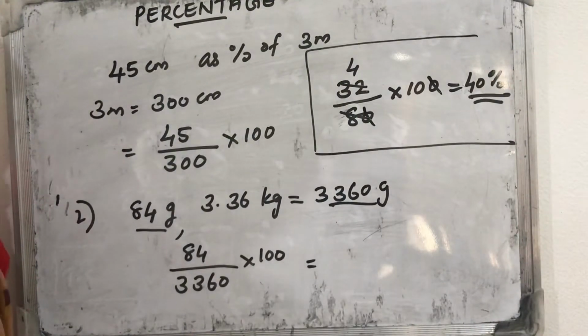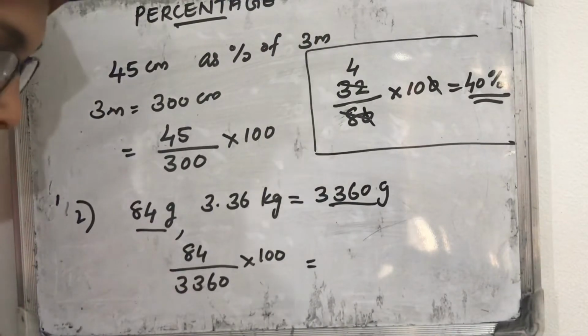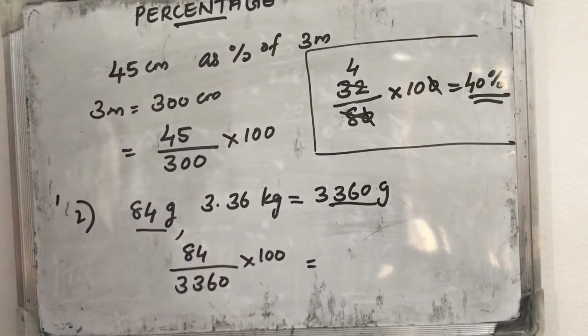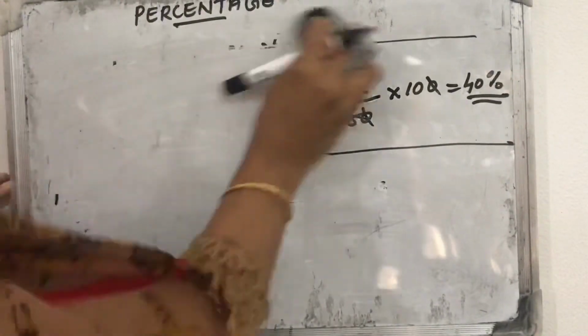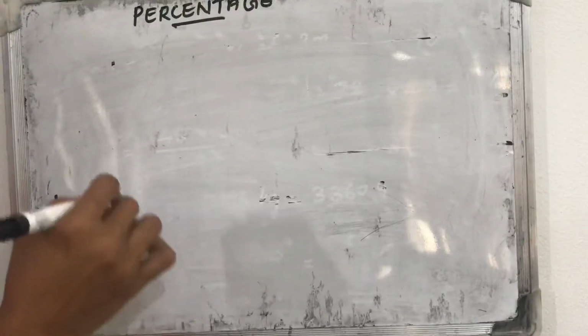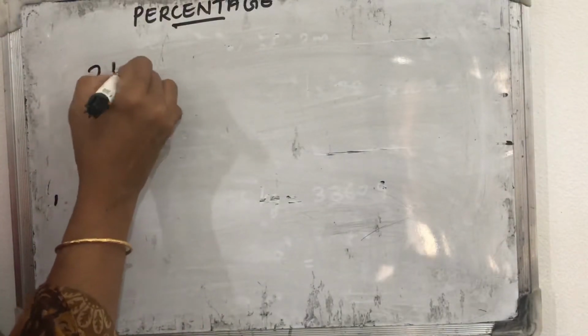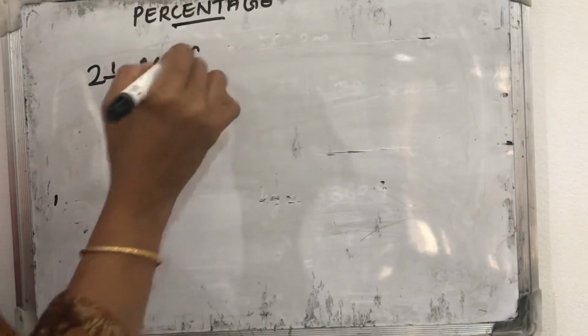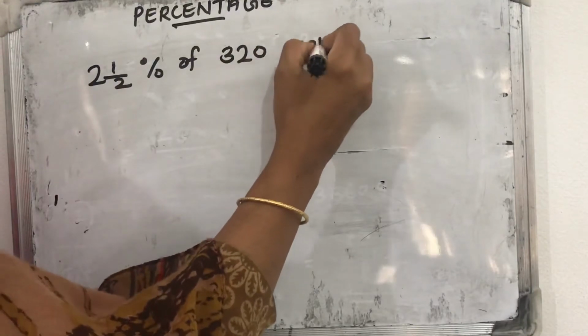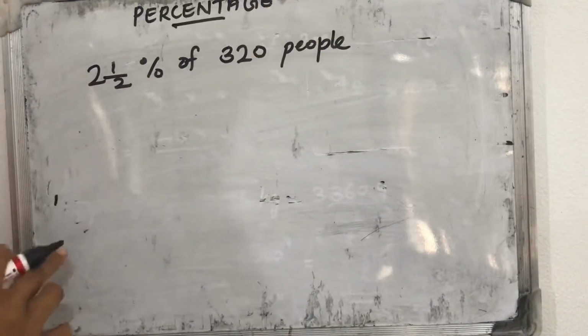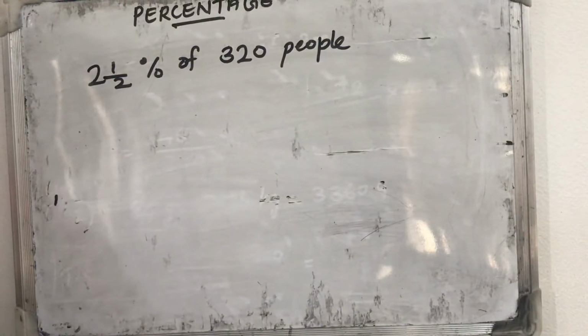Next type: another question from the textbook we can take. Find 2.5% of 320 people. How can you calculate this type of question? Listen to this, in exercise 9B, question number 2. We want to find 2.5% of 320 people.